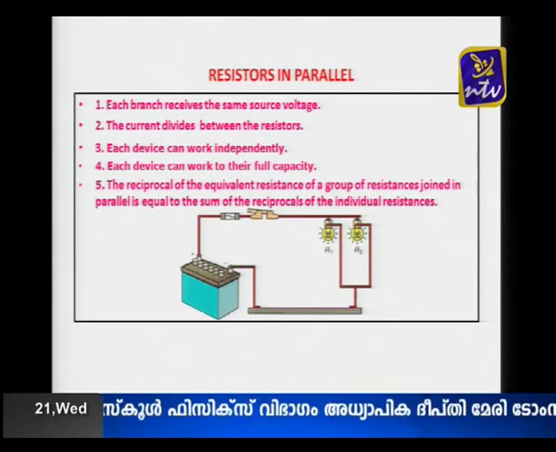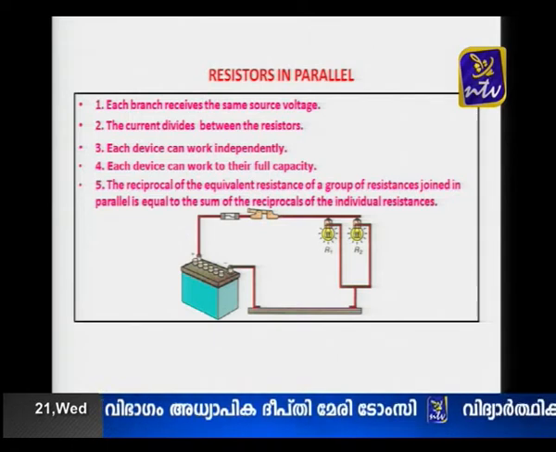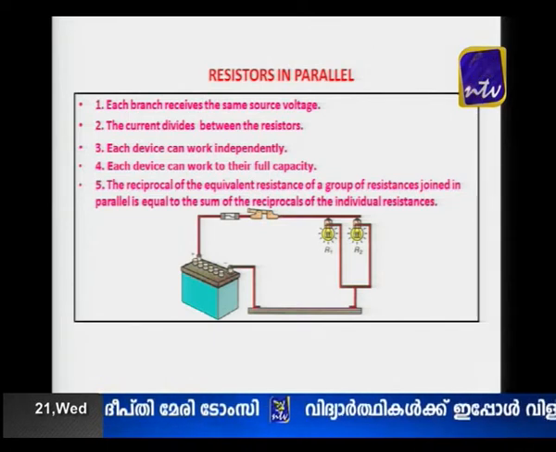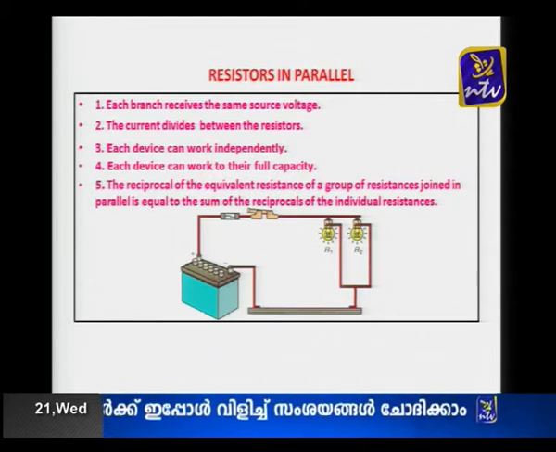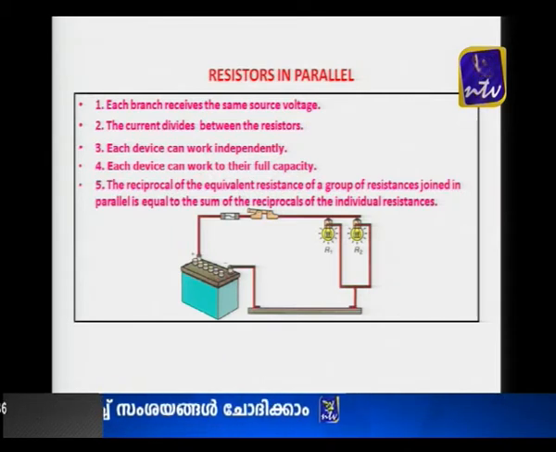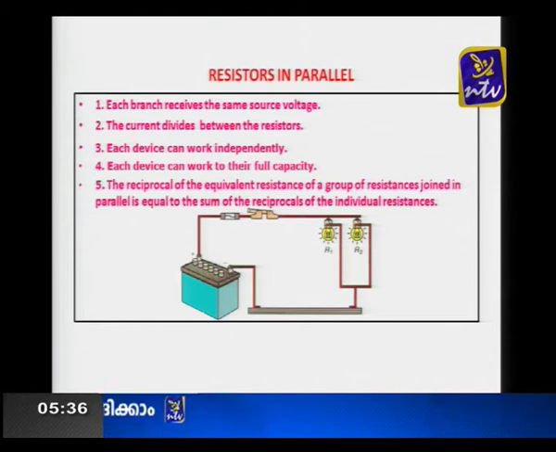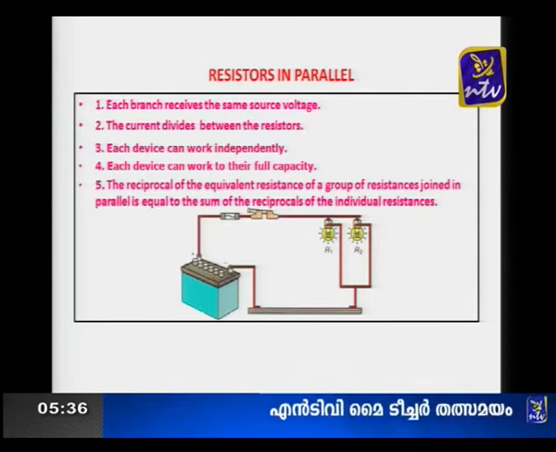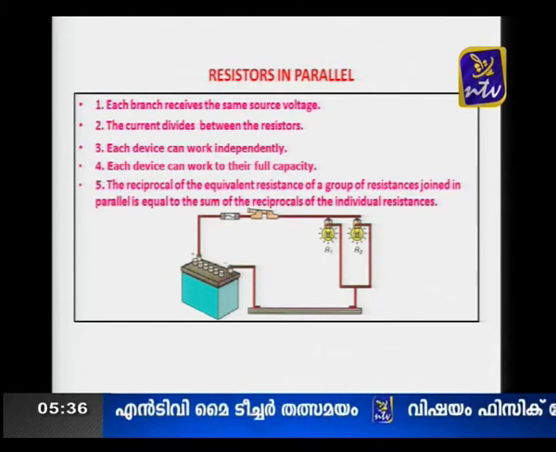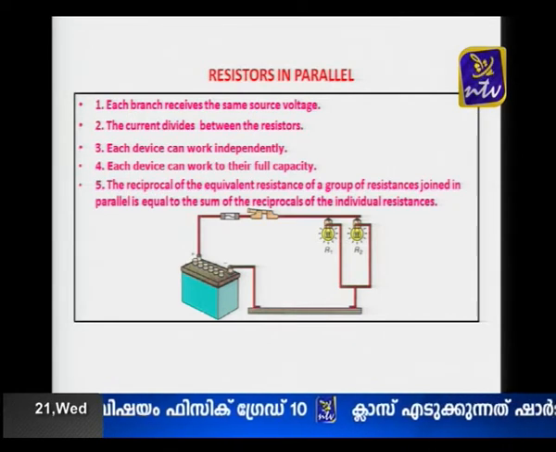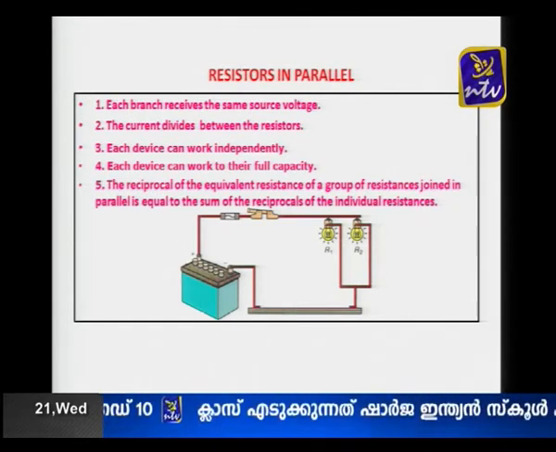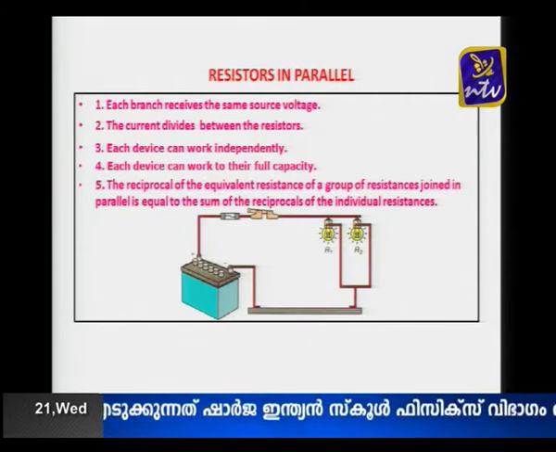When you are connecting resistors in parallel, every branch is receiving the same voltage because all the resistors are connected between the same endpoints, across the positive and the negative of the supply. The current is divided among the resistors, but each resistor gets the correct current according to its resistance. The more the resistance, the less current it will get. The less the resistance, the more current it will get, but the current gets divided between the resistors.